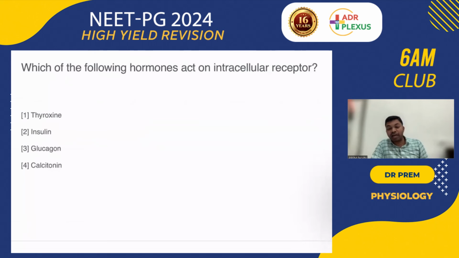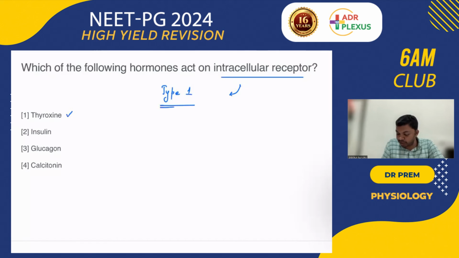Which of the following hormones acts on intracellular receptors? Guys, hormones acting on intracellular receptors. Very good, guys. Thyroxine. And please remember, when it comes to intracellular receptors, we have two kinds of receptors. Number one, nuclear receptors type 1. To be precise, type 1 nuclear receptors are also called cytoplasmic receptors.